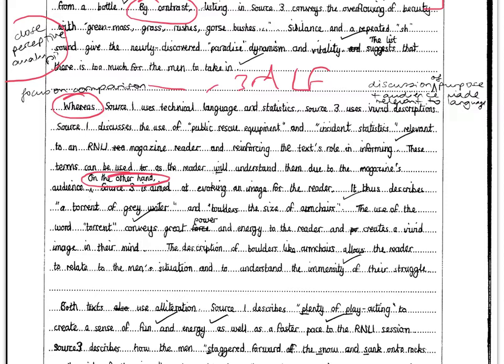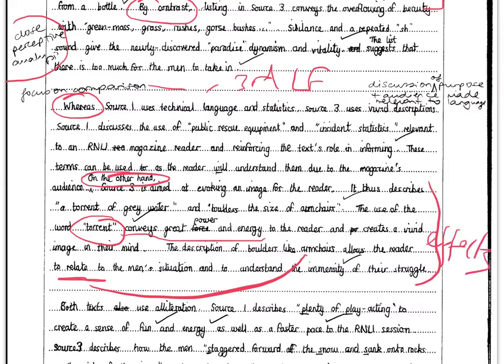The use of the word torrent conveys great power and energy, so they're focusing here on the effects of one specific word and creates a vivid image in their mind. The description of boulders like armchairs allows the reader to relate to the men's situation and to understand the immensity of their struggle. Yeah, so it's relatable because an armchair is something that all of us can relate to. So really sort of strong focus here on the effects of the language features.